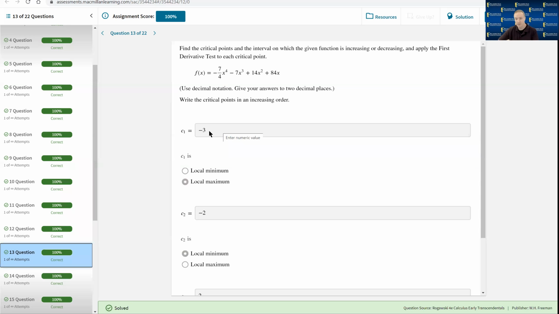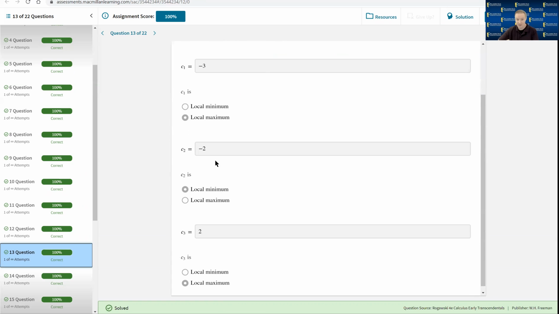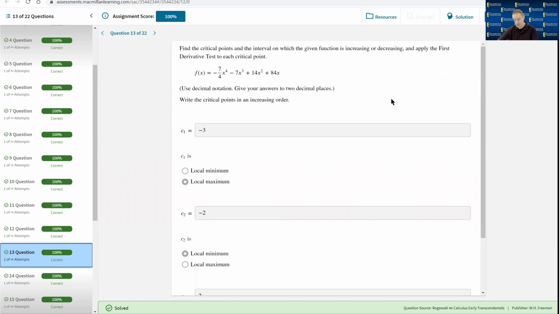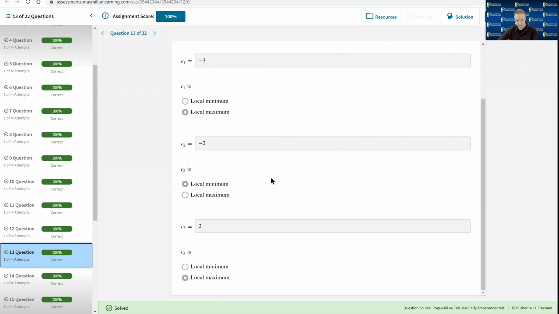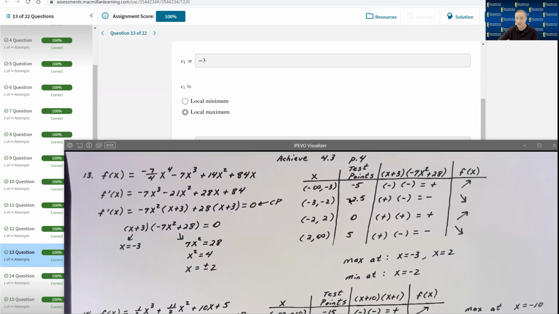So the first critical point in order from low to high was -3. The next one was -2. And please don't forget to scroll down. In fact, I did that the first time, I believe, on this problem, all the way down to the last critical point of 3. And then after you do that, you have to be able to answer whether each critical point is a maximum or minimum.